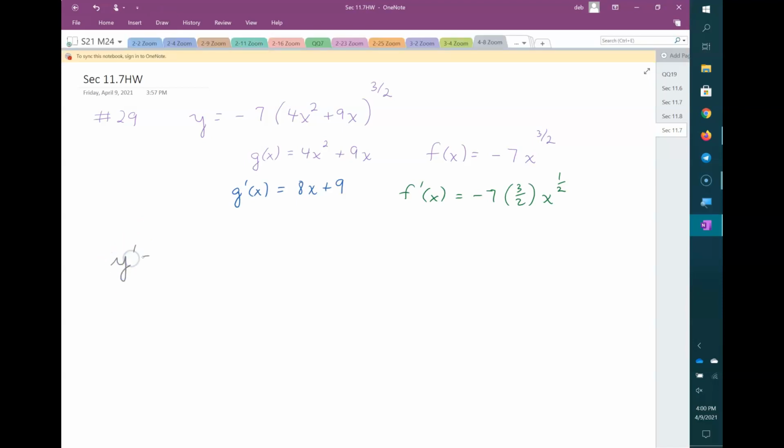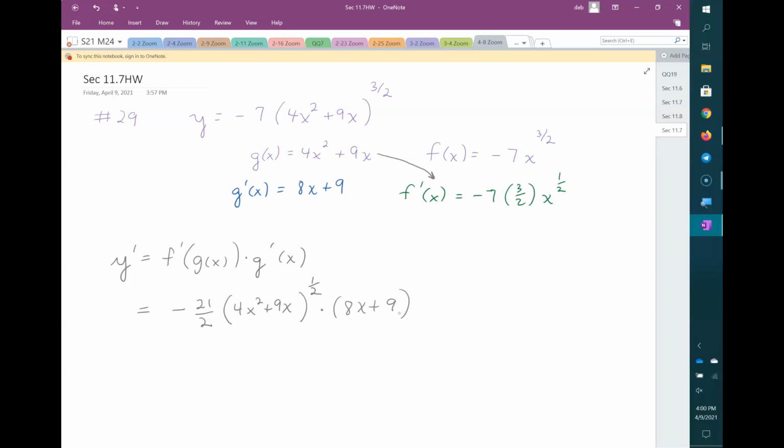The chain rule says I want f prime of g of x. So I want to put the g function into the f prime function, and then I'm going to multiply by g prime of x. So that's going to be -21 over 2. And then you put the g function, 4x squared plus 9x, into the f function. So that means take it to the 1/2 power. Then you can multiply it by g prime, which is 8x plus 9, which needs to be in parentheses.